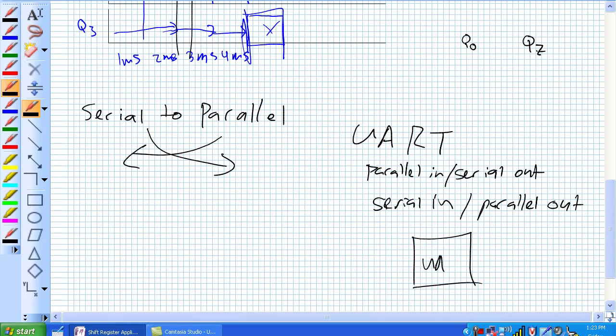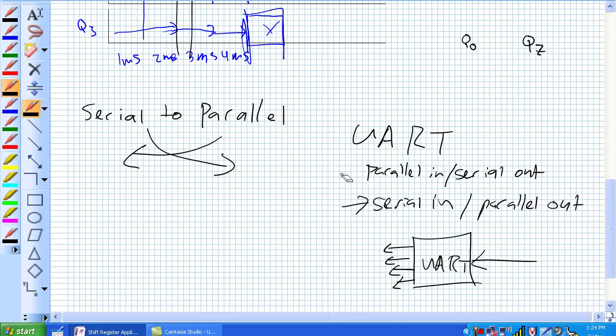So universal asynchronous receiver transmitter, it's interfacing with a parallel bus and a serial out. So here's parallel in, serial out when it's in this mode. Now something's talking to it in serial, and we're sending this out in parallel when we're in that mode.